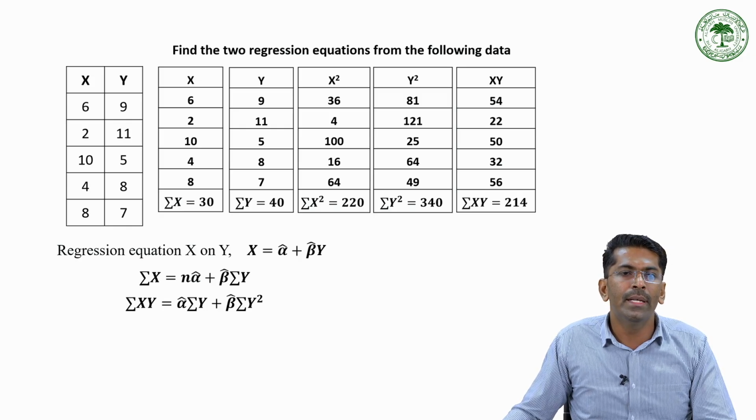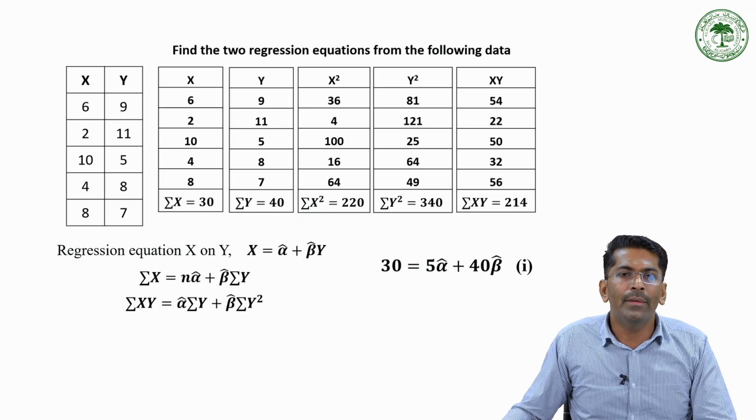See what is here, sum of x, which is 30, is equal to number of observations, that is 5 alpha hat, plus beta hat into sum of y. What is sum of y? Sum of y is equal to 40. So 40 beta hat, this is equation number 1.